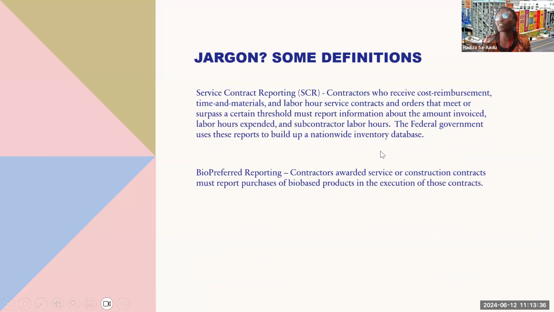All right, so what on earth are those? I know I've said that already. Let's get into some more definitions with the jargon that you will see if you are browsing the SAM.gov website. Service contract reporting, or SCRs, you'll see that listed as SCR through the SAM.gov website. These are contractors who receive cost reimbursement, time and materials, and labor hour service contracts and orders that meet or surpass a certain threshold.